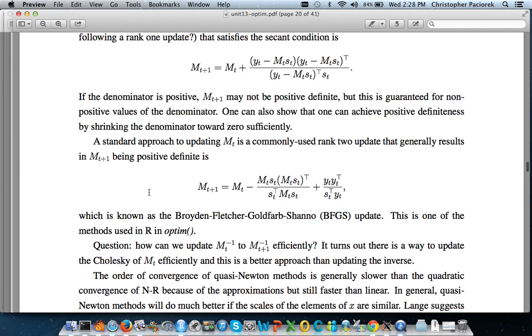BFGS is actually a rank 2 update that people have worked out as being a reasonable update that in general will preserve positive definiteness of this matrix when we modify this matrix to get to that one. And remember, we're doing the inverse of it when we do the update, so it's good to have it be positive definite. So I won't delve into any more of the details, but you can see what it stands for. These are the 4 people who came up with this method.